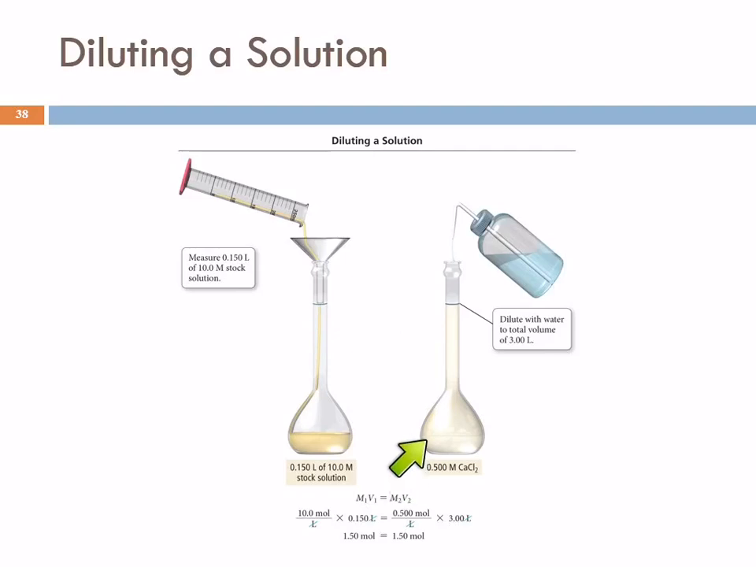If we take the new volume, now it's 3 liters, times the new concentration, 0.5 moles per liter, the liters cancel out. We get 1.5 moles. The moles of solute didn't change. That's why that equation works. Okay, so you can call the concentrated one number 1, or you can call the dilute one number 1. It doesn't matter, just keep them straight, what you're calling 1 and 2.